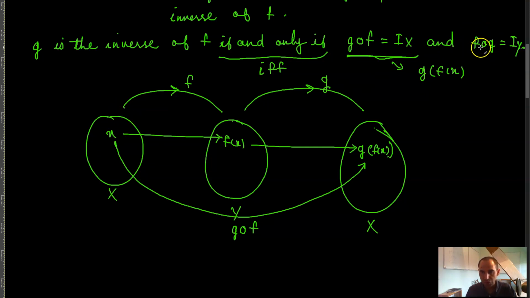Now, F∘G is nothing but F of G of Y. G of Y is basically this thing over here. If you have some Y over here, then under G you will get some G of Y over here.